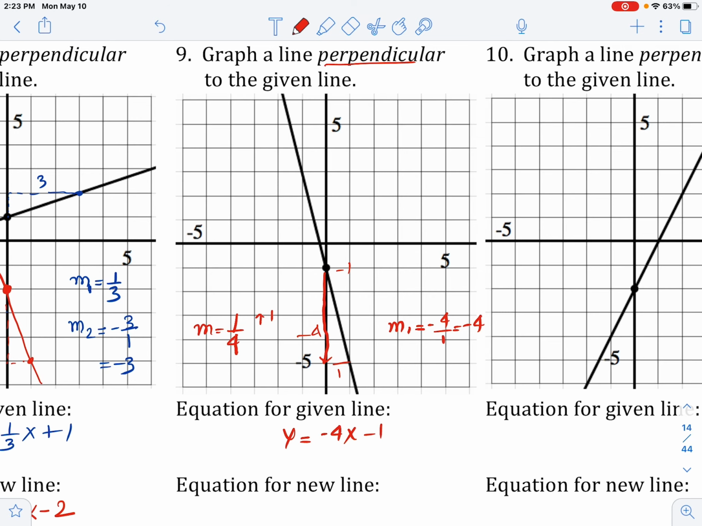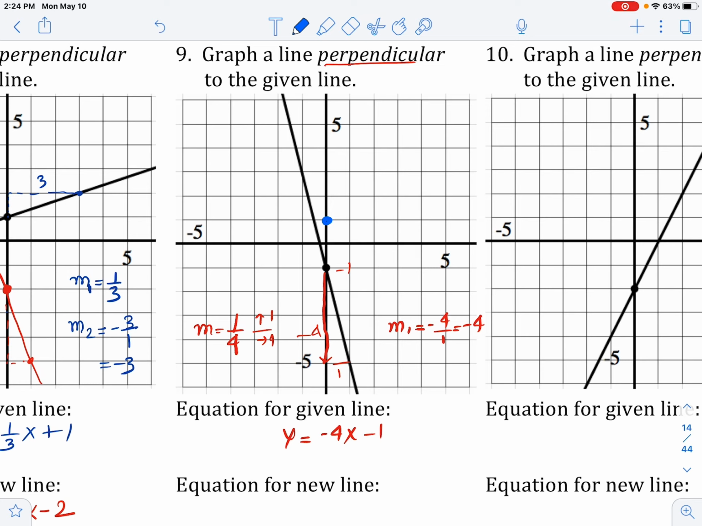You have to go up by 1 and run by 4. Up by 1, run by 4. I would just pick a point somewhere on the graph. So let's pick, if I want to pick a point, suppose I pick any random point on the y-axis, so that I could draw my line based on that.